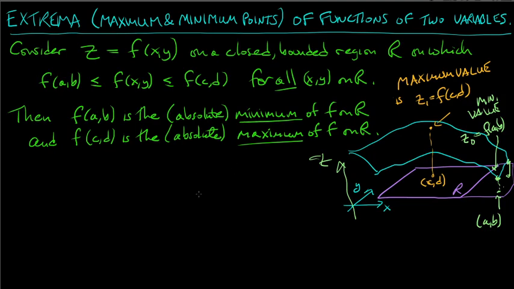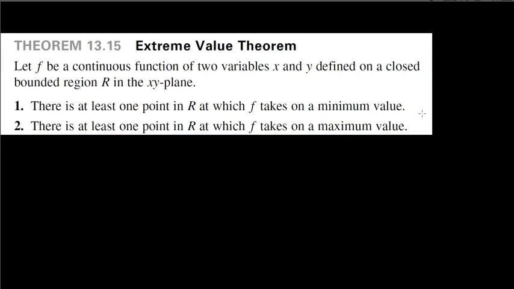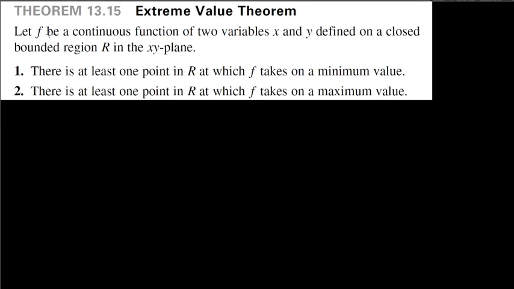Makes sense? And I think I just mentioned the extreme value theorem. So let's do that. The extreme value theorem just states that if you have a continuous function of x and y on a closed and bounded region, then that's a guarantee that you have both a minimum value and a maximum value. That is, there is at least one point, say (a, b), where you have the minimum value. And there is at least one point, it could be the same point, but not likely, it'll be a different point, (c, d), where you have a maximum value.